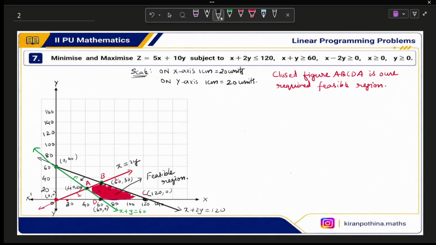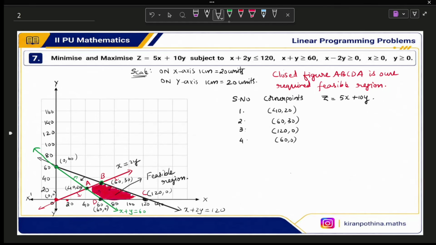Now what we need to do immediately is draw a corner point table. It contains serial number, corner points, and z equal to 5x plus 10y. How many corner points do we have? 4: 1, 2, 3 as well as 4. What are those 4 corner points? One is 40 comma 20, next 60 comma 30, then 120 comma 0, and then 60 comma 0. Here order is not important, anyhow we can write.